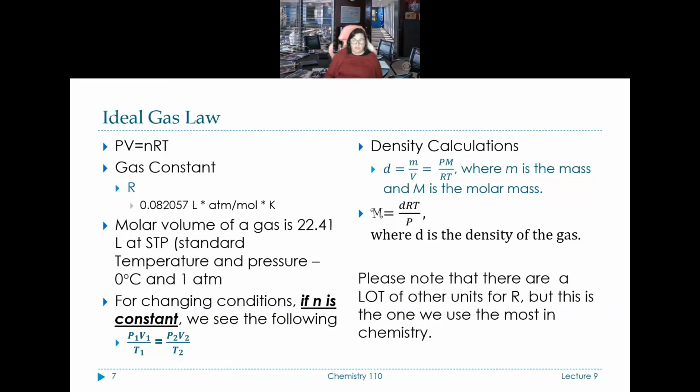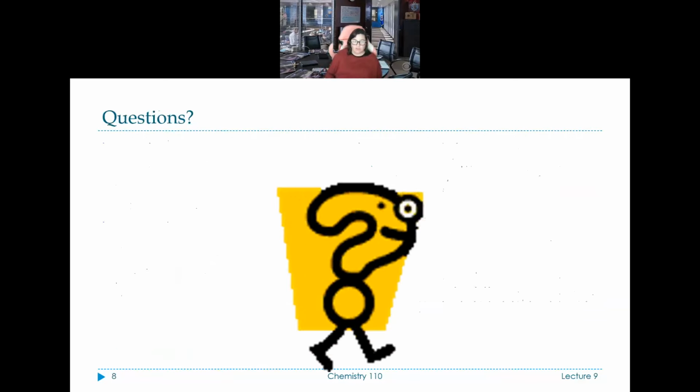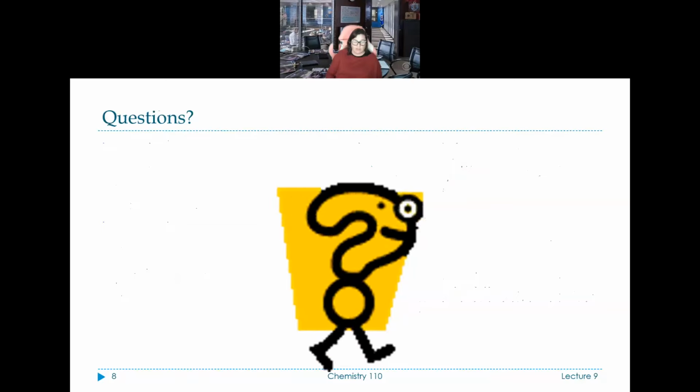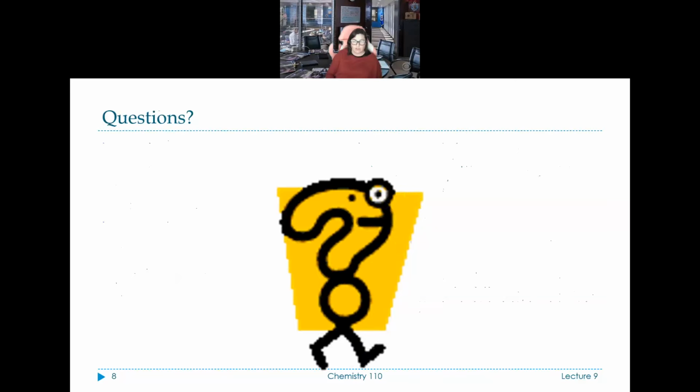Now, this should imply a couple of things to you. One, we need to make sure our units are right, i.e., those units, liters, atmospheres, moles, Kelvin, before we do any calculations. So we're going to have to do some pre-conversions before we get into what we're looking for. And then we have some calculating and moving things around that we may have to do. All right? So let's see if there are any questions. If there are, you know how to contact me. If there are not, let's see how this moves to calculations.